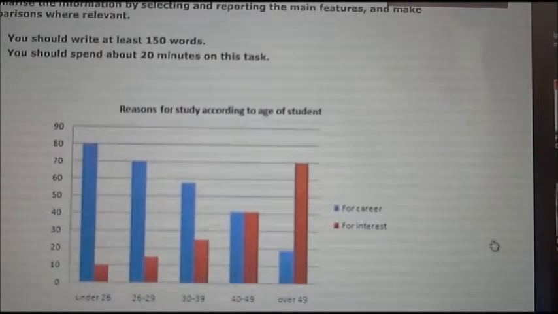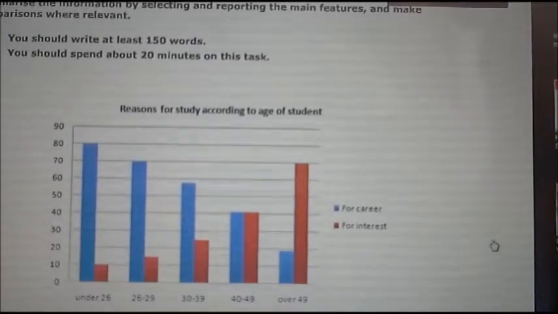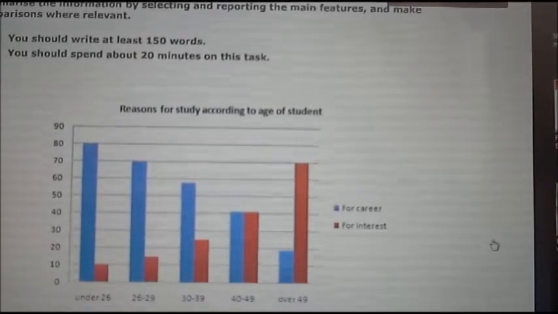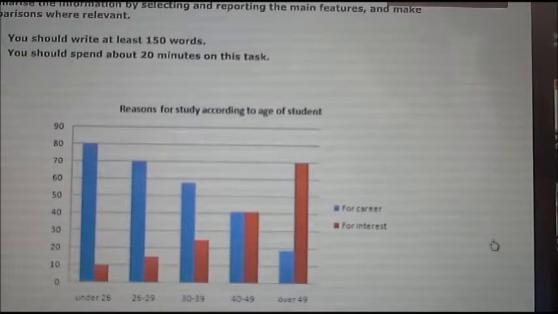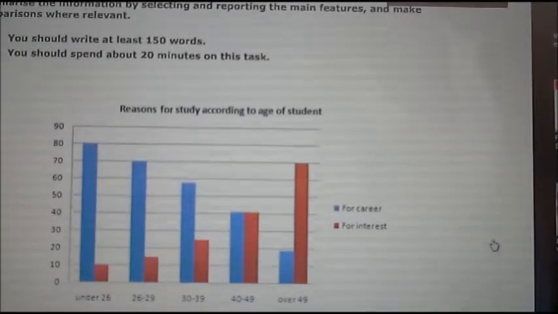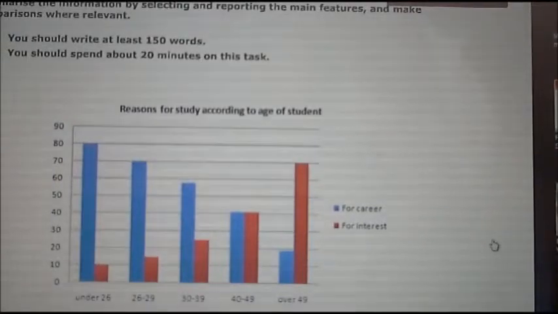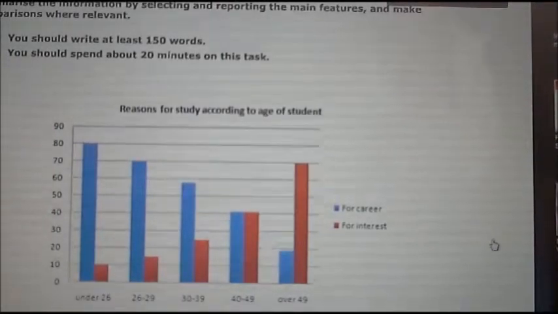Good. And on the other axis? On the other axis, I think it's the percentage of the interest. Percentage of the reasons for study? I don't understand clearly. We have two colors, no? These two colors mean the two columns. Which are these? The blue one is for career and the red one is for interest. Good.